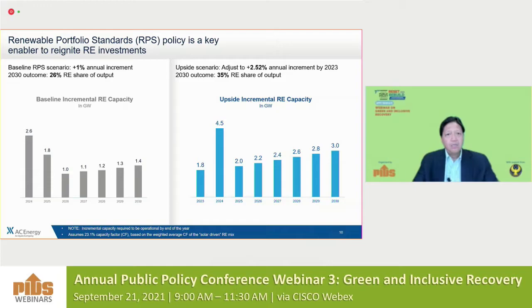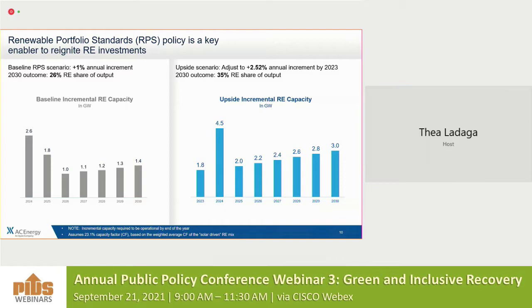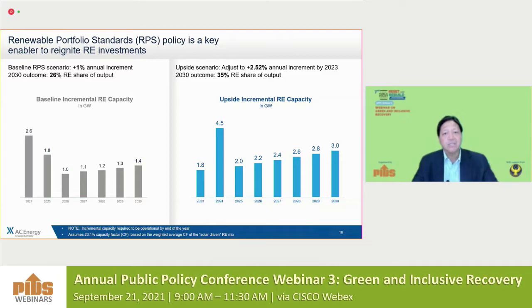Now, to substantiate the goal of the government to get to the 35% target by 2030, one of the more important or critical policies that the government has is known as the renewable portfolio standards, which is already a part of the renewable energy law. It is an important enabler. It basically is a quota system that requires market participants, including distribution utilities and retail electricity providers, to source a certain percentage of their electricity demand from new renewable sources. So it's a forcing mechanism.